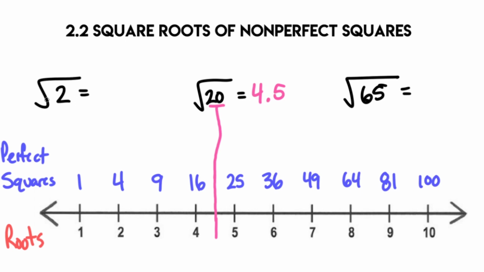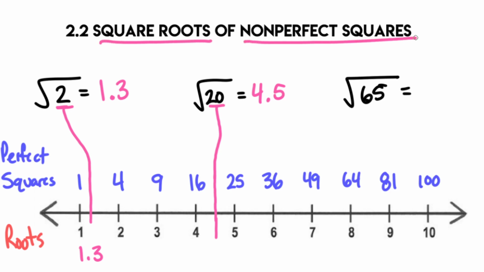Next one, the square root of 2. Again, we're looking at where all the perfect squares are. Where does the non-perfect square of 2 fall in? Our value of 2 falls right here-ish. This one's actually going to be a little bit closer to 1, so it's not going to be 1.5. This is probably going to be closer to 1.2-ish, or possibly even 1.3. So I'm going to say my estimate for this is 1.3. Notice again, the square root of a non-perfect square is going to give you some kind of decimal.